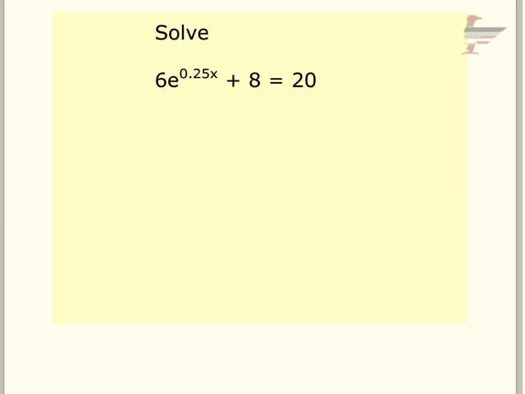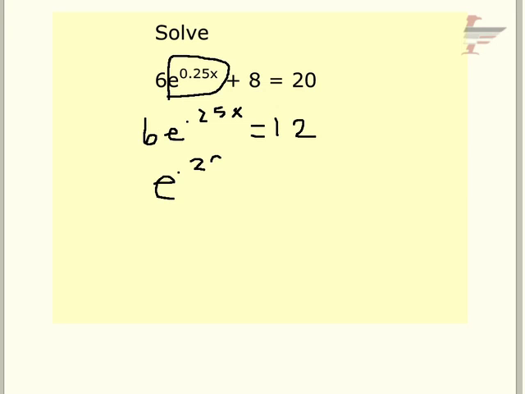Okay, this last one has a base of e, so that's always fun. 6 times e to the 0.25x plus 8 equals 20. So if I highlight the fact that here's my exponent, everything else around there I can get rid of, right? I want to isolate that exponent in exponential form. So of course I would subtract 8 first. 20 minus 8 is 12, and then I can divide by 6. And 12 divided by 6 is 2.